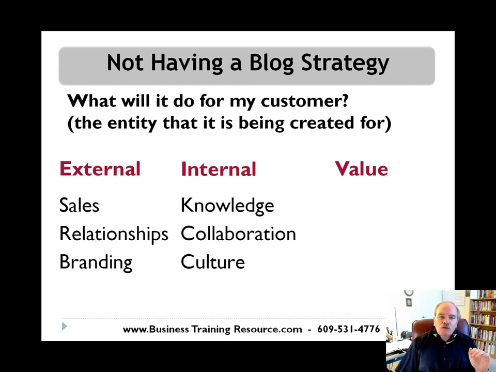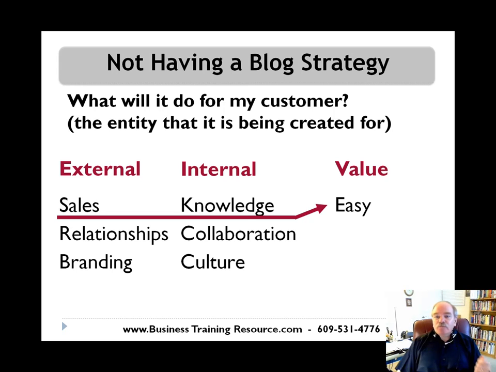For example, with external or internal strategies, the sales and knowledge categories really are looking to satisfy the value of easy. In other words, with an external sales strategy, you want to make it easy for your customers to buy your products and services. A blog does that beautifully. Internally, for knowledge, you want to make it easy for people to access and use the knowledge that would build your business. So for sales and knowledge, the value is make it easy.